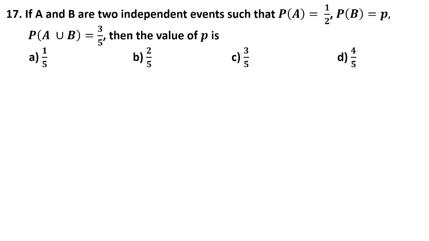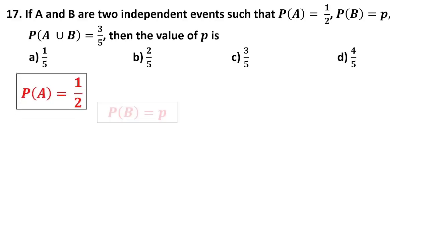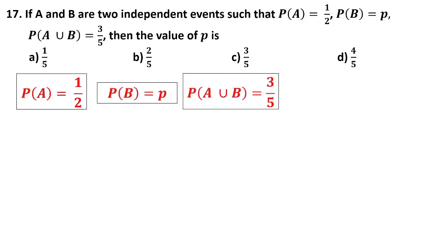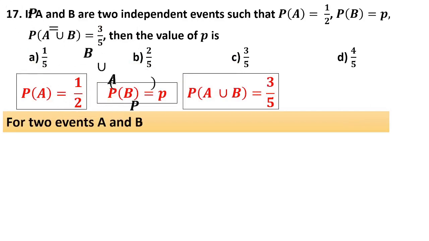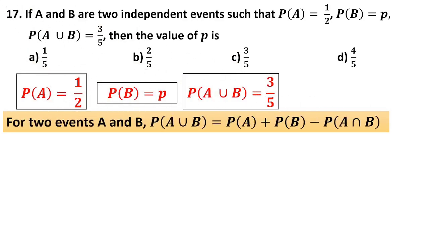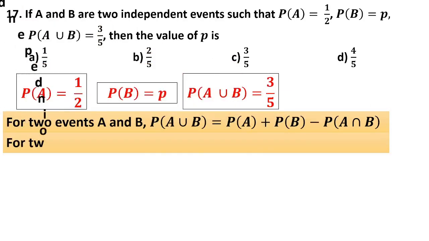17. A and B are two independent events, and the value of P we have to find. You know what will happen when they are independent? P of A intersection B is equal to P of A into P of B, and P of A union B formula is P of A plus P of B minus P of A intersection B. I am using it.